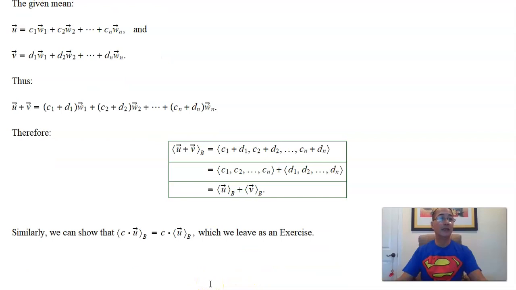Of course, we can also show homogeneity. It's not hard at all. Multiply this by C. Maybe I should have picked another letter. How about K? Multiply that vector by K, and show that you can write the answer as K times the original coefficient.